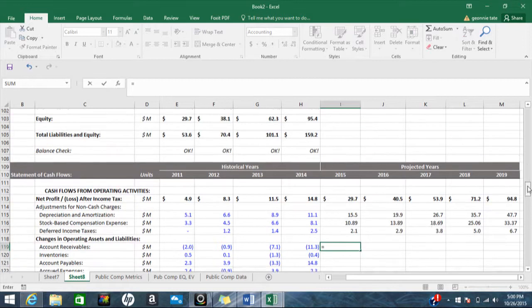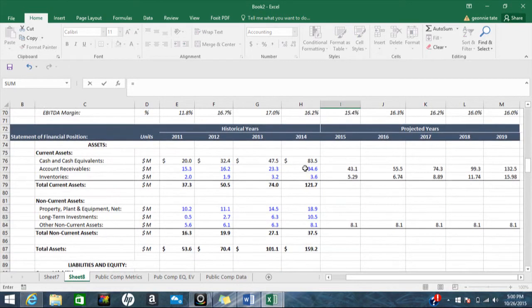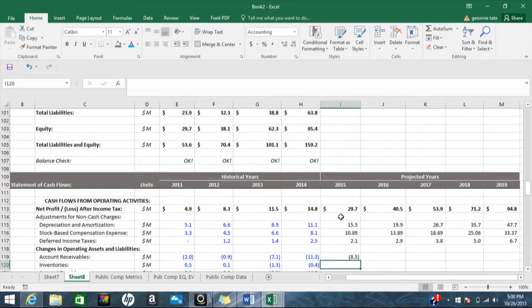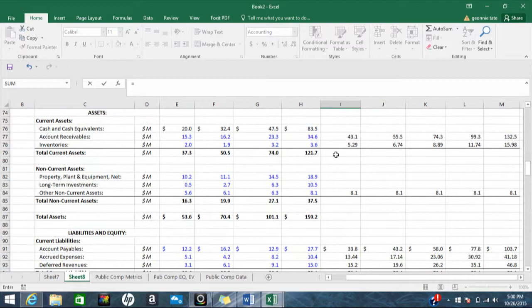We need the accounts receivable. So what I can do is take the previous period line item amount minus the current period line item amount. I'm going to do the same for inventories here. Previous minus current.